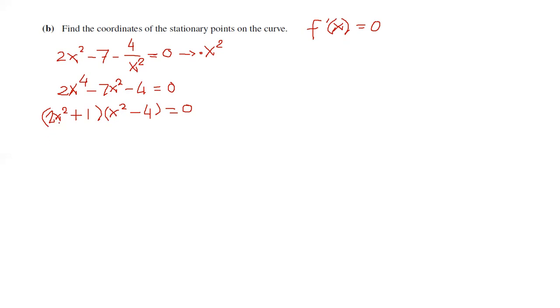So for this term, it's going to be 2x squared equals minus 1. So we don't need to find x through this term, because x would be the square root of negative 1, a negative number. So we will find x through this term. x squared equals 4, so x equals plus or minus 2.